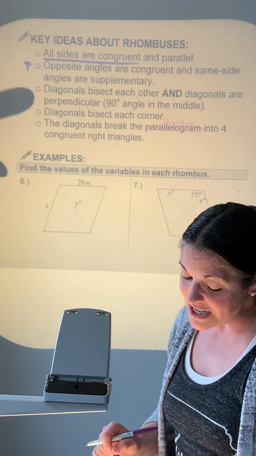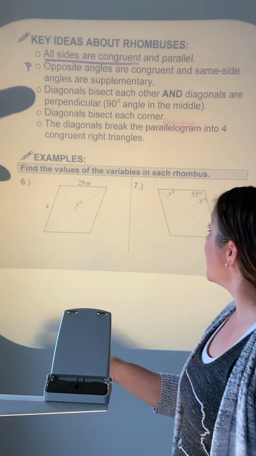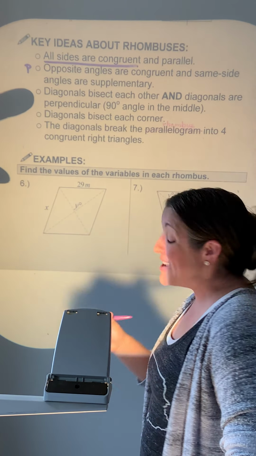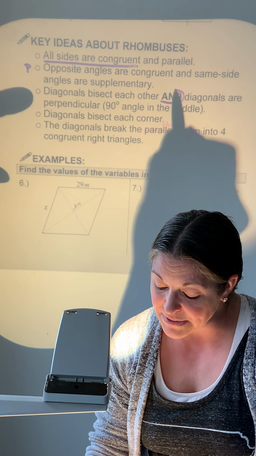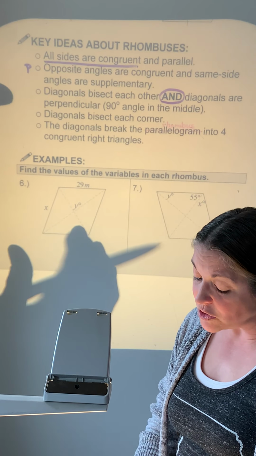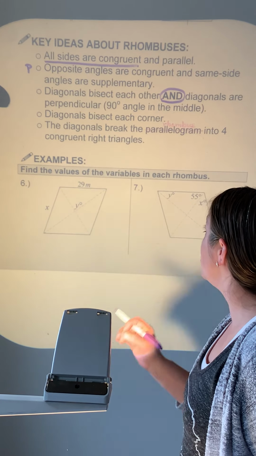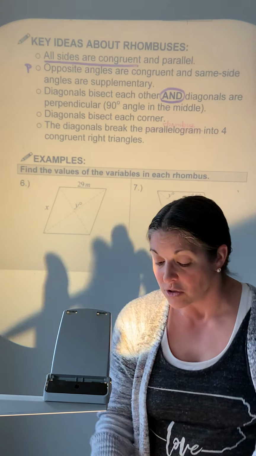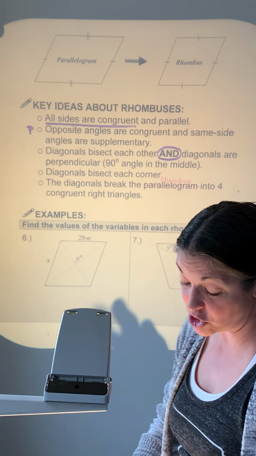So let's move on to the next key idea. Just like the parallelogram, the diagonals bisect each other. But now what also happens with them is that the diagonals are perpendicular. So you're going to have 90-degree angles, but they're going to be in the middle. So let me just go back up here to the rhombus and show you that real quick.